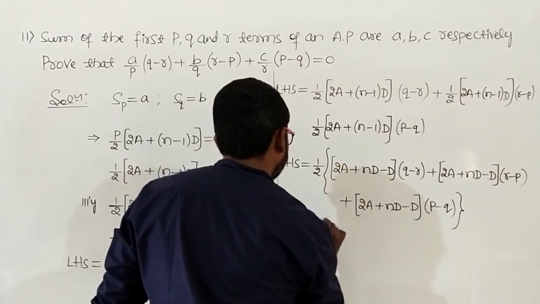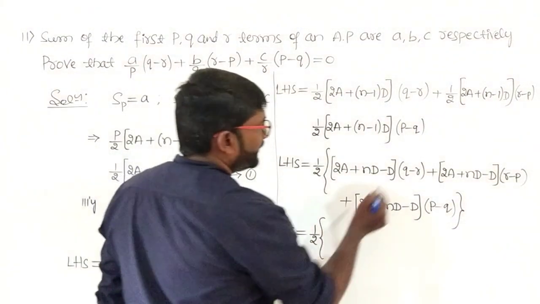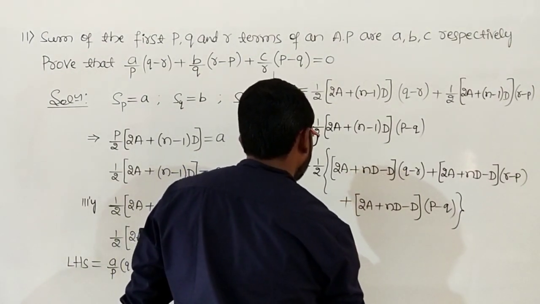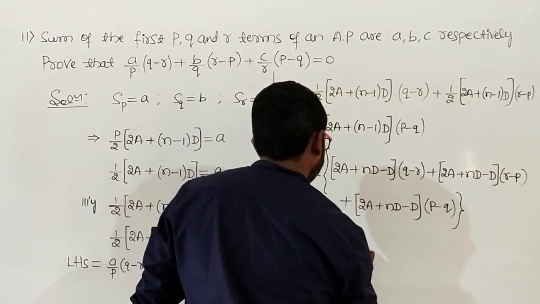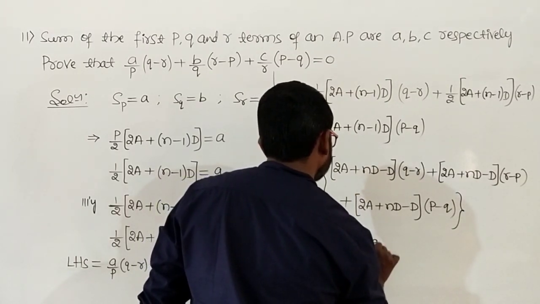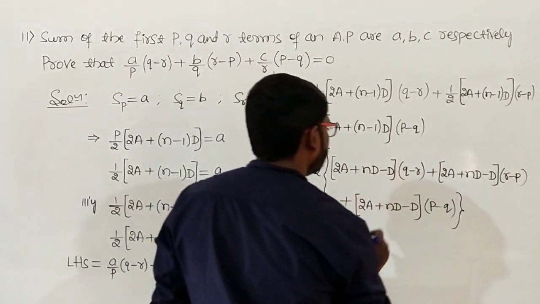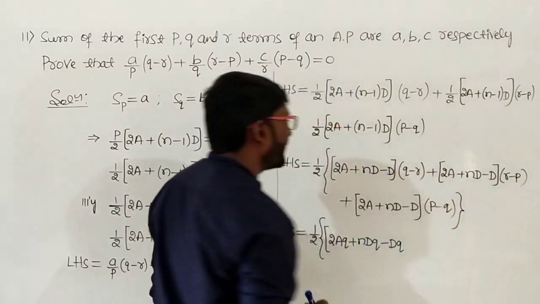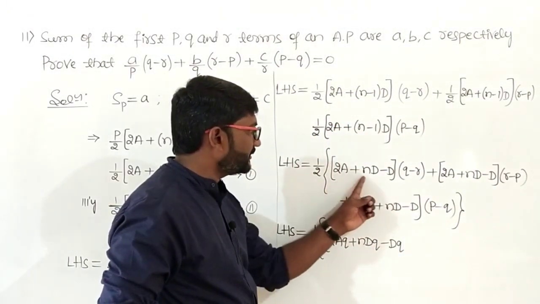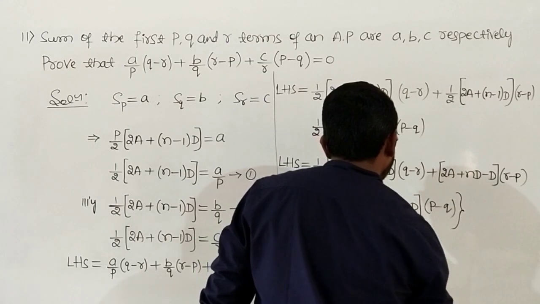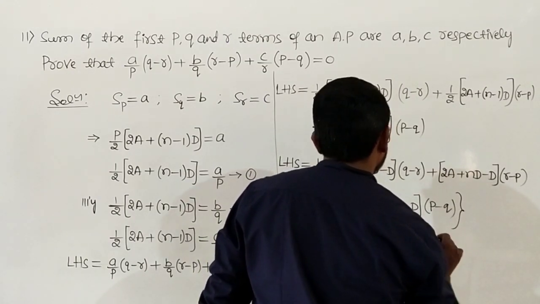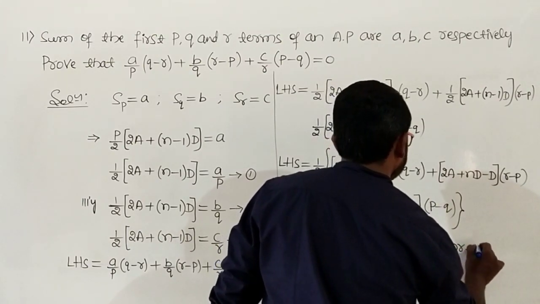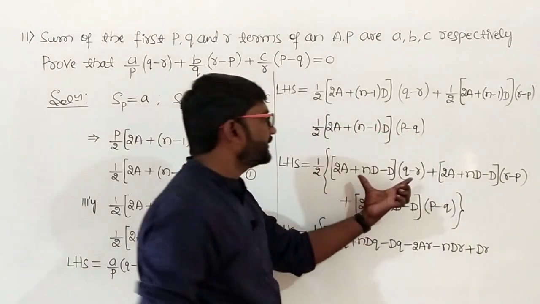So now left hand side, which is equals to 1 by 2 outside, you write it as it is. Then here multiply q with all the three terms. What do we get? You get 2aq, then plus ndq, then minus dq. Now multiply minus r with all the three terms. You get minus 2ar, then minus ndr, and then minus into minus plus dr. We are done with the first case.